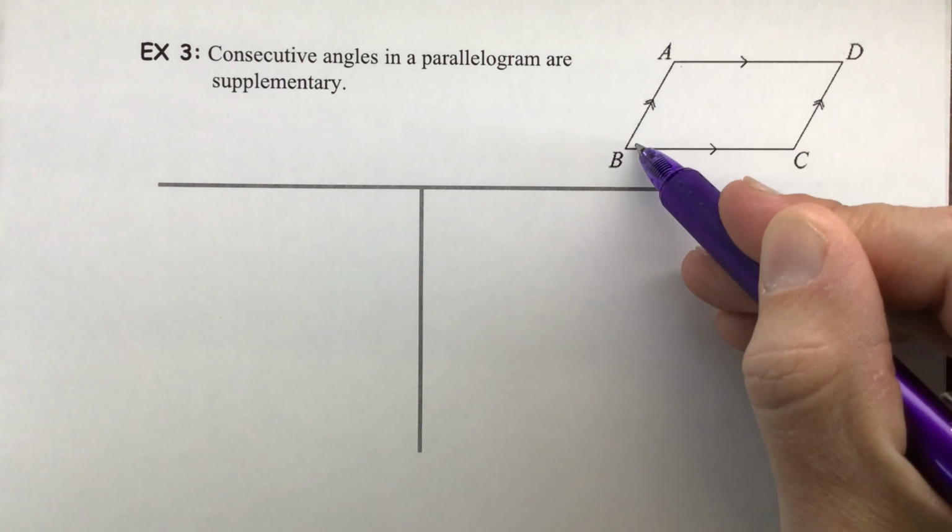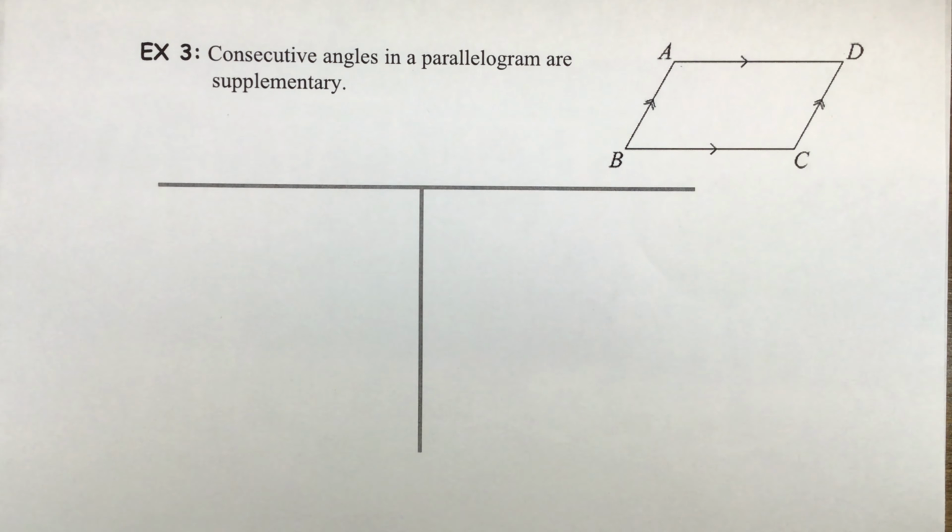Okay, just to give a little bit of direction here, what I will be aiming for is showing that A and B are supplementary. But then the argument would be the same thing for all of the rest of them. So we'd really just need to show that one pair works out.